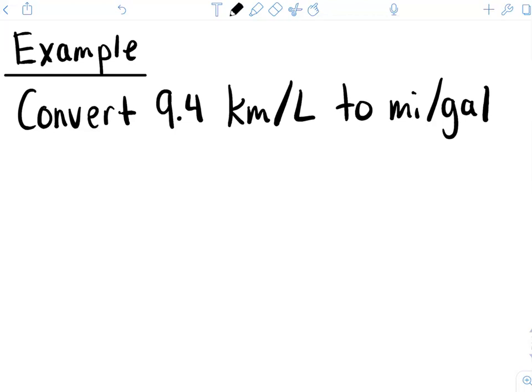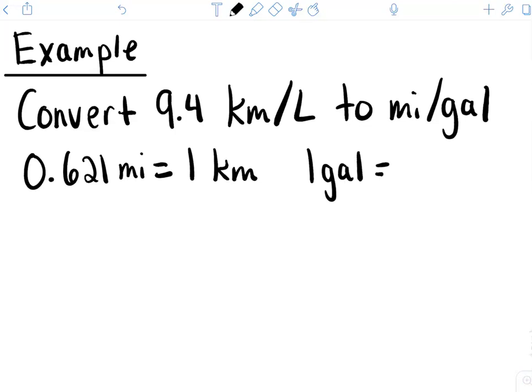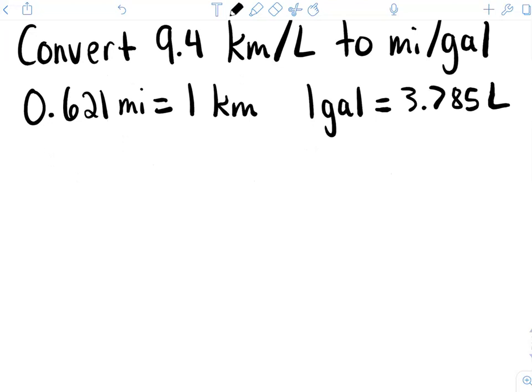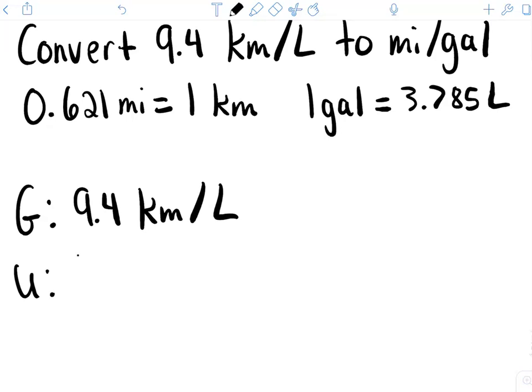Now, we are also given these conversion factors. So 0.621 miles equals 1 kilometer, and then 1 gallon equals 3.785 liters. Now, the first thing that we're going to do is we're going to set this up just like normal. So we're going to start out with our given, which is our 9.4 kilometers per liter. And then our unknown is however many miles per gallon.